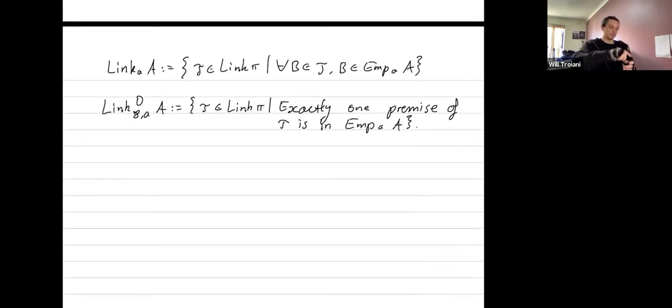Okay, cool. So take A and then look at its empire. And then the second definition, the link par A naught, is all of the par links that only have one of their premises inside that empire. So it's the par links that touch the empire but aren't completely inside it. And this is going to be a very important type of par link.